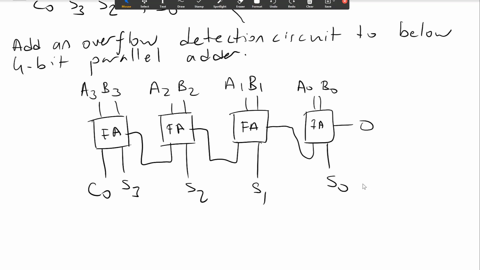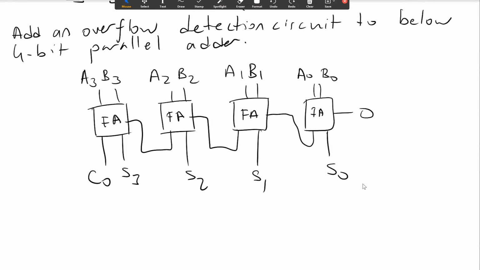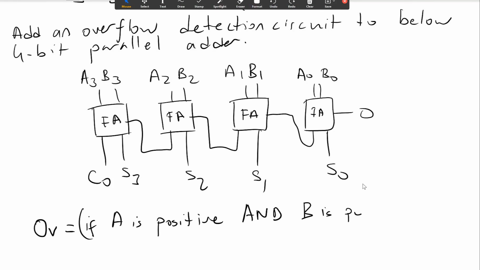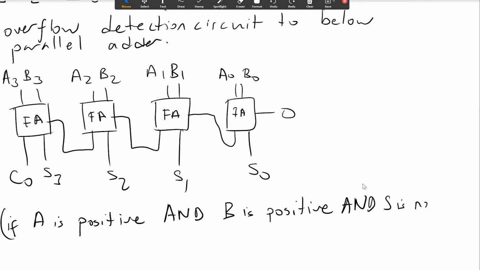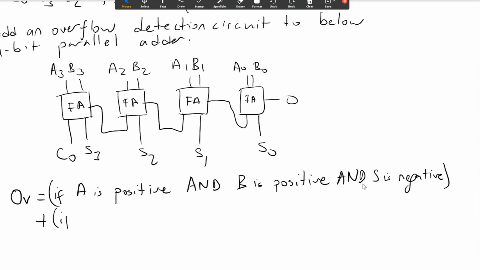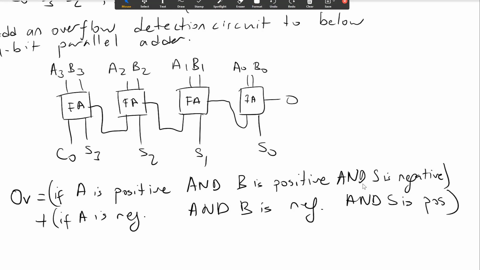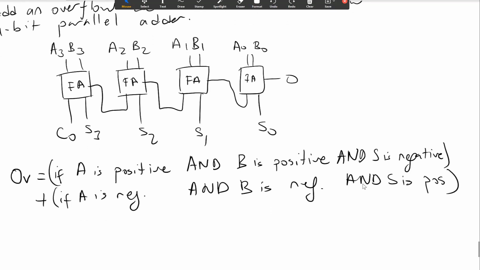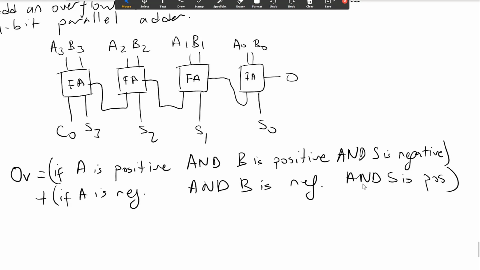To detect an overflow, we need to write a Boolean function. Let's say I have an overflow function OV. This is high if A is positive and B is positive and S is negative. So this is one condition for the overflow. And another condition, or if A is negative and B is negative and S is positive. So if I am adding two positive numbers and the result is negative, or if I am adding two negative numbers and the result is positive, then there is an overflow.